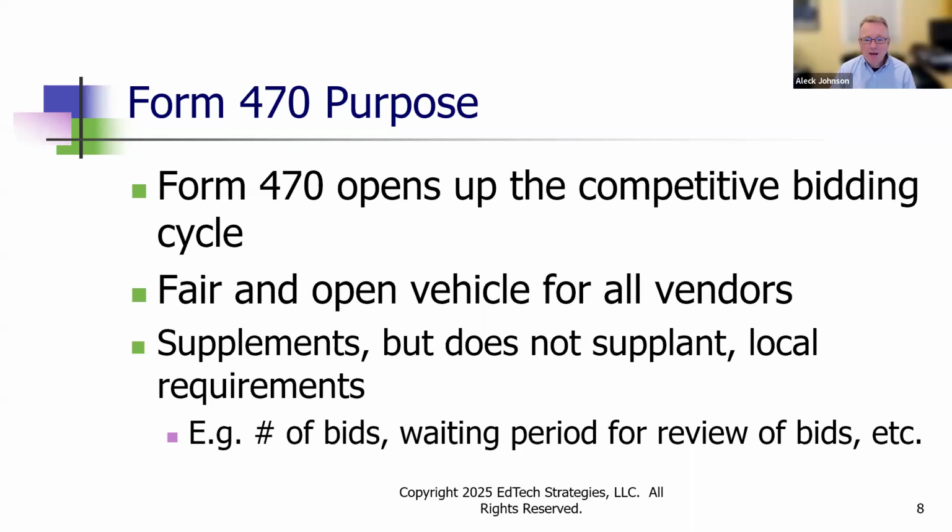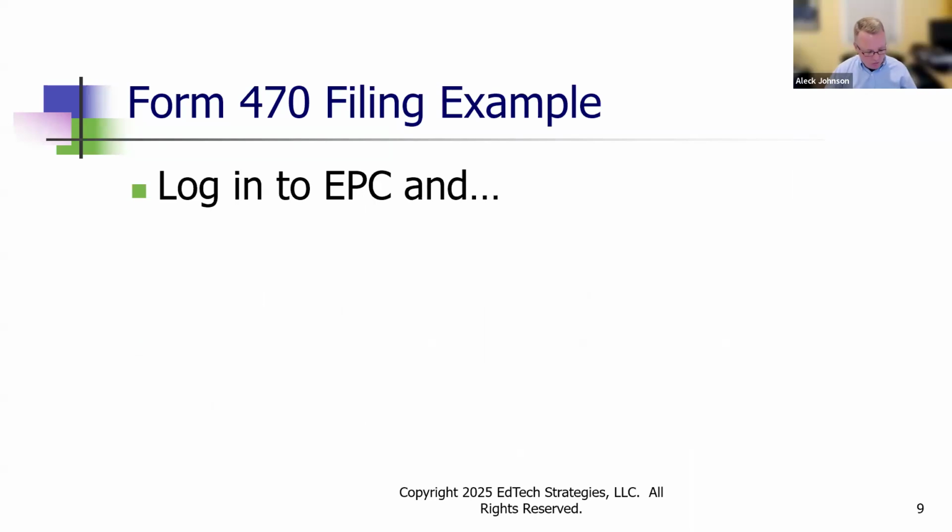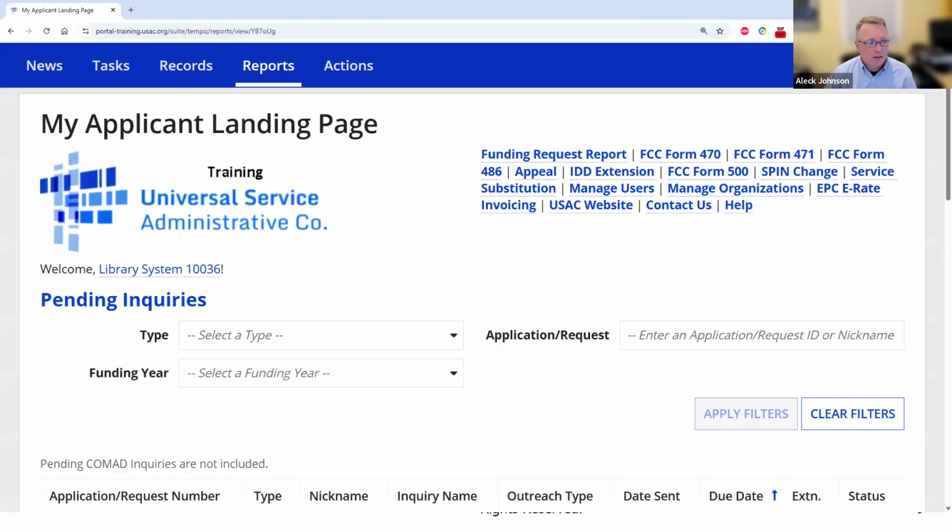So with that, let's go ahead and log into EPC. And once you log into EPC, you should see something that looks a little bit like that. This is the landing page in EPC for a library system. In this case, we're actually in the training website rather than the full website. It should look more or less identical, but the web address up here at the top is that portal-training address. So that's why that may look a little bit different.